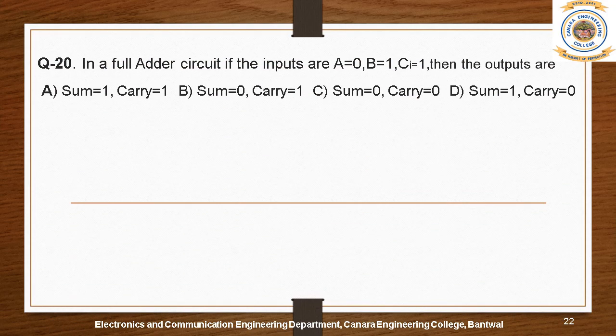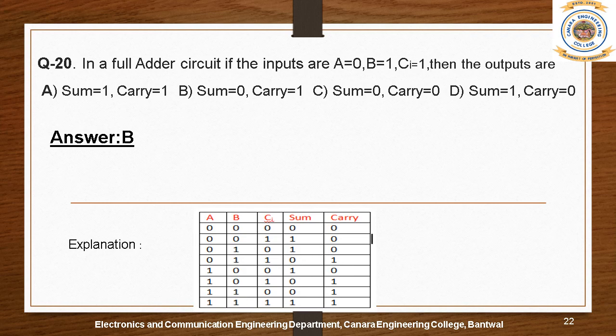Next question. In a full adder circuit, if the inputs are A equal to 0, B equal to 1, C equal to 1, then the outputs are 1 plus 0, 1 plus 1, 0 plus 1, or 1 plus 1? The answer is B. 0 plus 1 plus 1. So the sum is this, this is the answer.